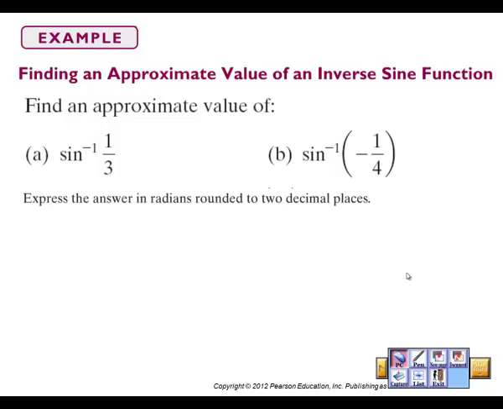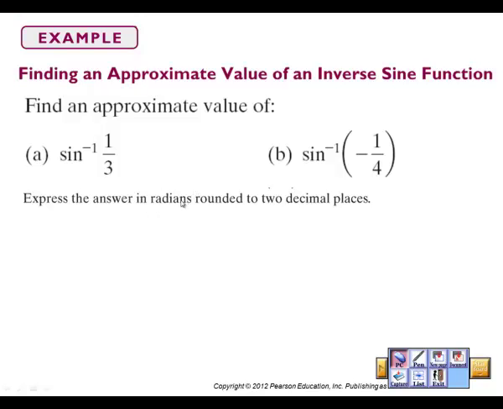Alright, so express the answer in radians, rounded to 2 decimal places. So here, this 1/3 is not part of our special angles. It's not part of pi over 6, pi over 3, pi over 4, pi over 2. It's not any of those. So we have to use the calculator, and we have to round it to 2 decimal places. Well, and we want our angle in radians.